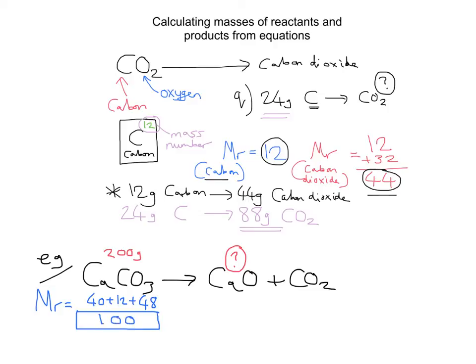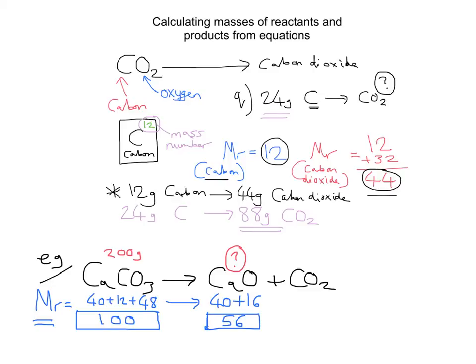Now we need the Mr of just the calcium oxide. We're not bothered about the CO2 in this example. So again, the relative atomic mass of calcium is 40. The oxygen here has a relative atomic mass of 16. So collectively, that gives us a relative formula mass of 56. And that's the Mr, the relative formula mass. So again, hopefully you can see in this almost like a ratio that for every 100 of calcium carbonate, we get 56 of calcium oxide.